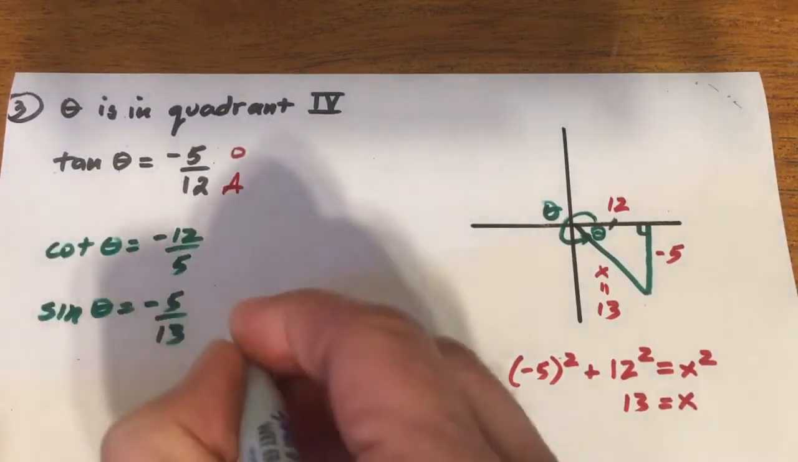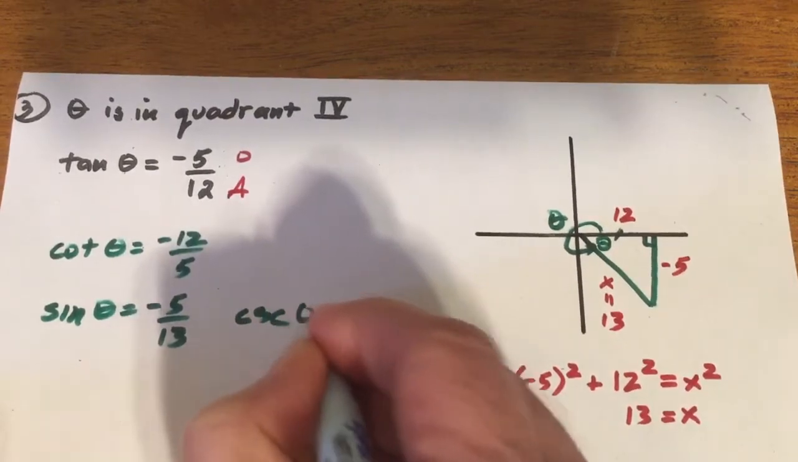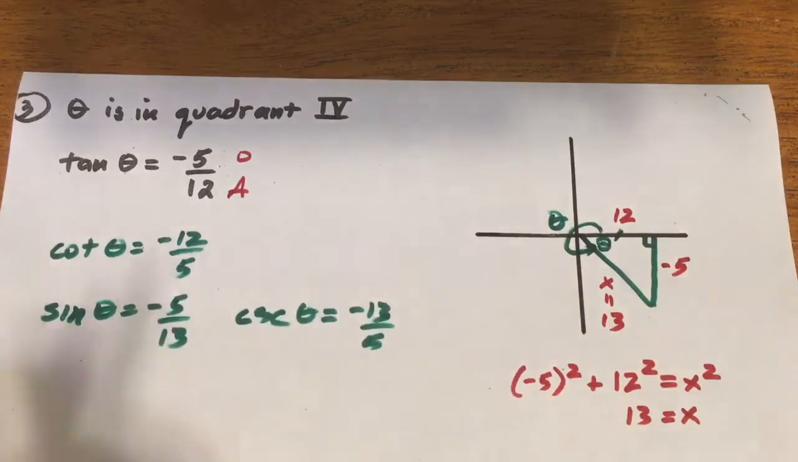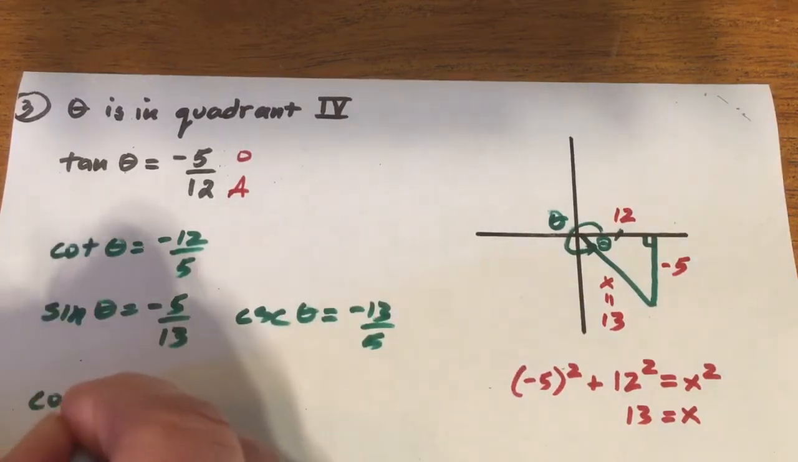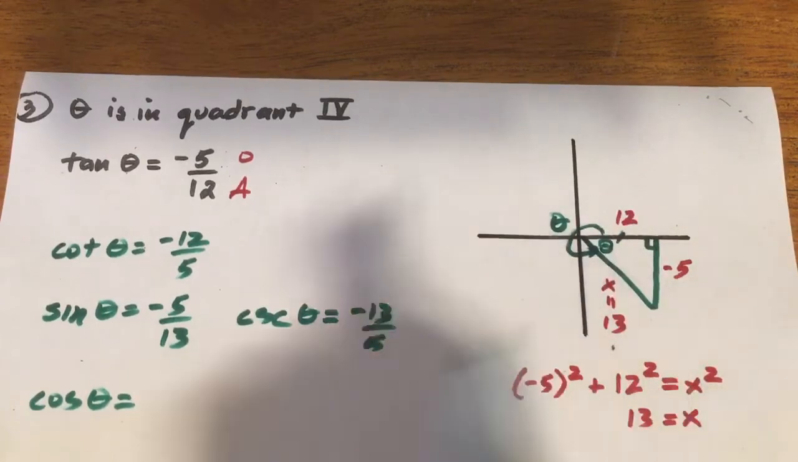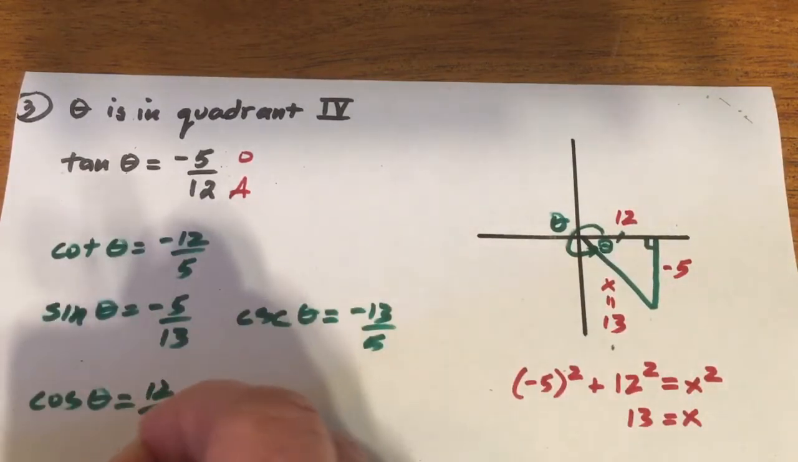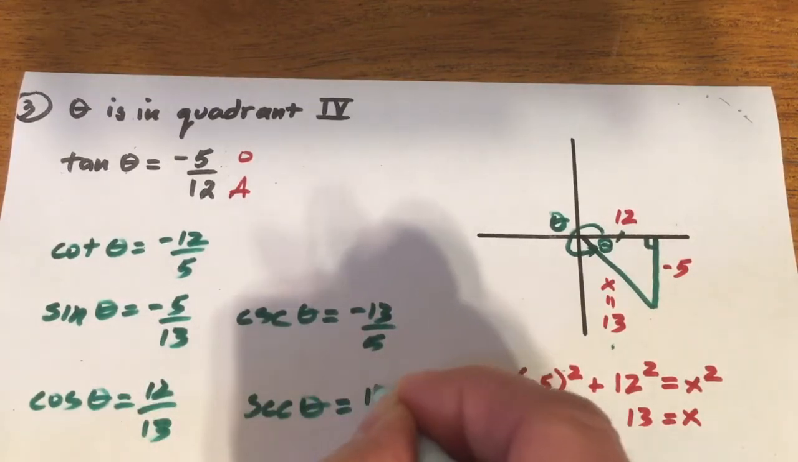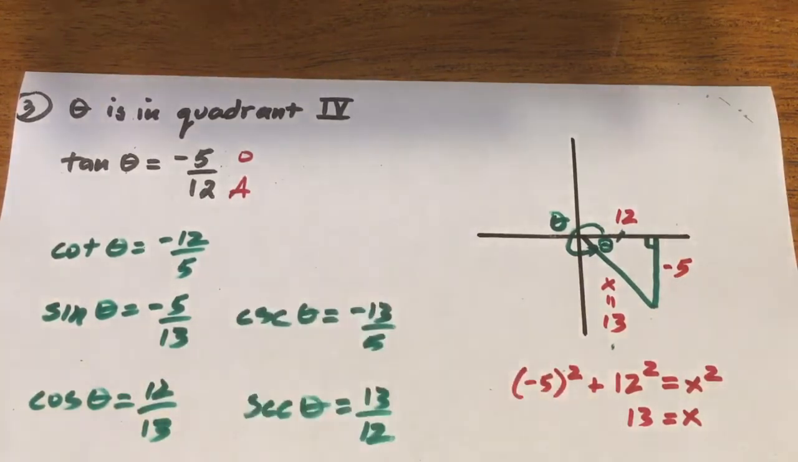Flip it, giving us our cosecant is going to end up being negative 13 fifths. And then finally, our cosine is going to end up being 12 over 13, making our secant 13 over 12. All right, let's take a look at the next problem here and go through that carefully.